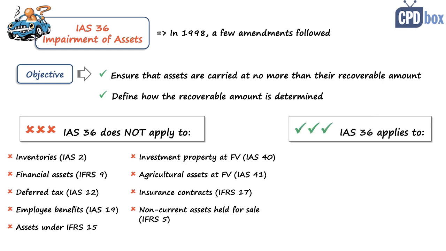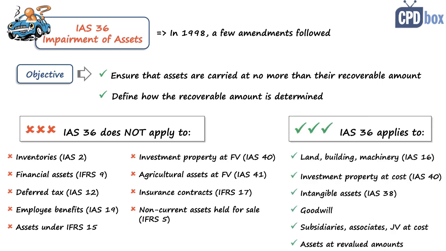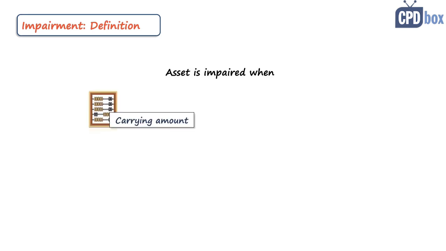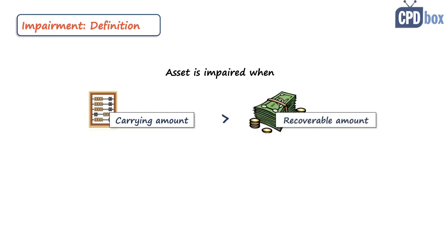On the other hand, this is the list of all assets that IAS 36 applies to, and you need to recognize and measure the impairment loss on these assets in line with IAS 36. So let's firstly look at what impairment stands for. An asset is impaired when its carrying amount exceeds its recoverable amount.